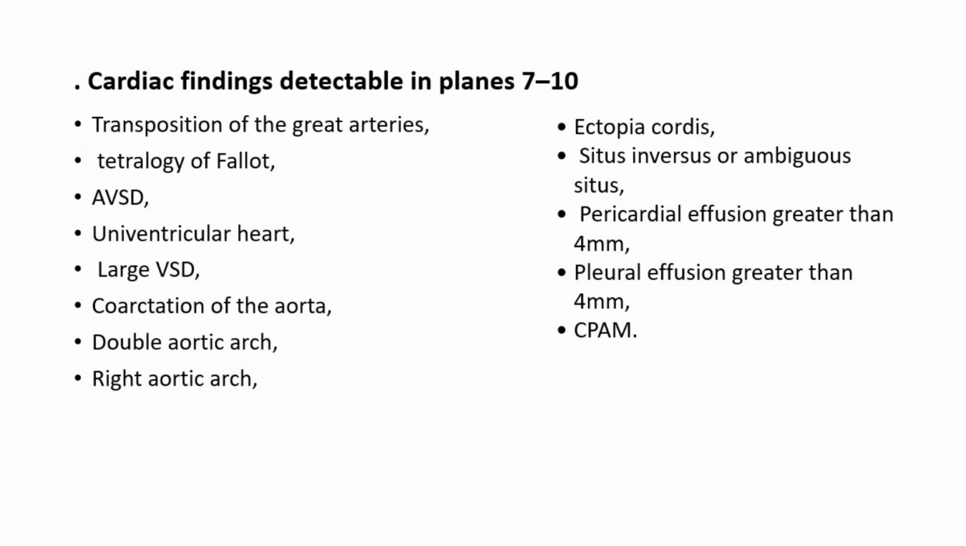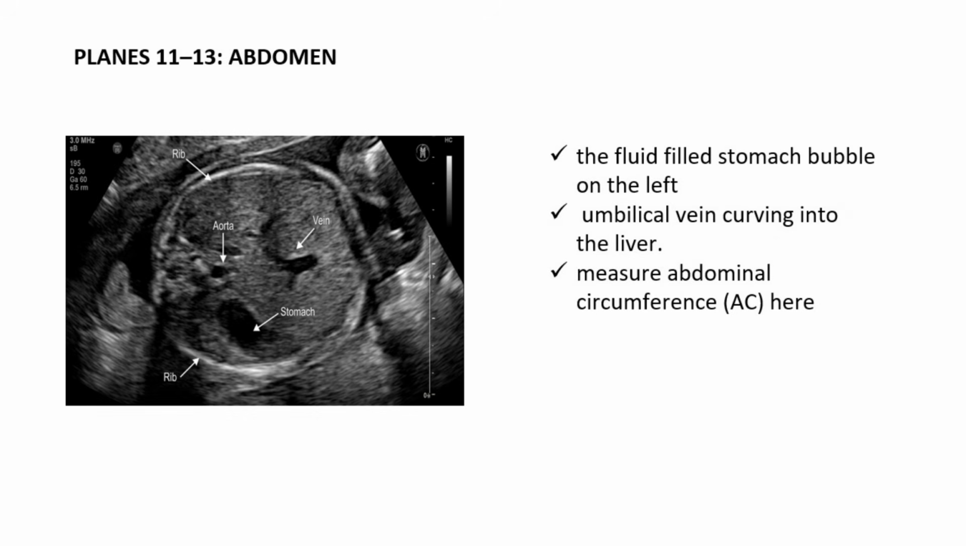Cardiac findings detectable in planes 7 to 10: transposition of the great arteries, tetralogy of Fallot, AVSD, univentricular heart, large VSD, coarctation of the aorta, double aortic arch, right aortic arch, ectopia cordis, situs inversus or ambiguous situs, pericardial effusion greater than 4 mm, pleural effusion greater than 4 mm, and CPAM. Planes 11 to 13.